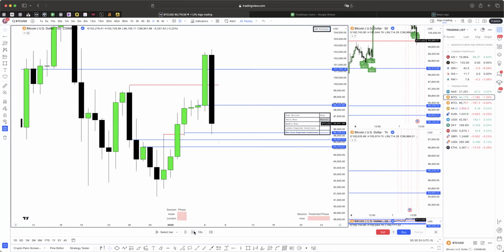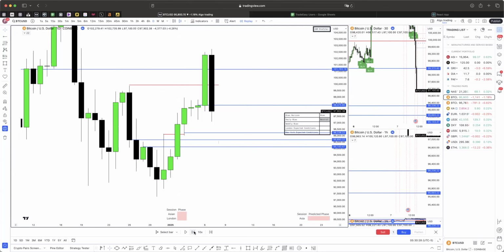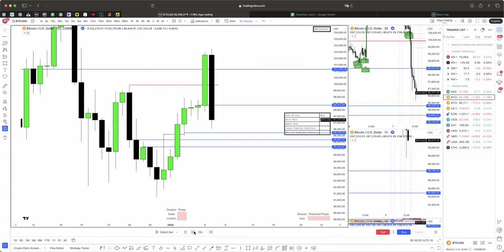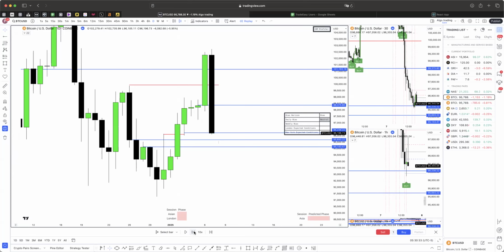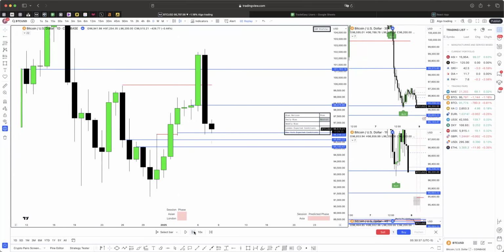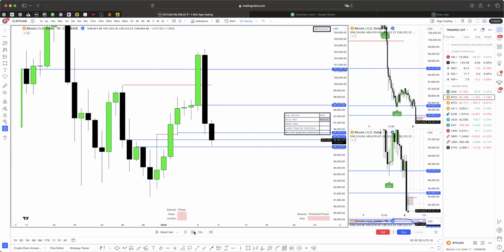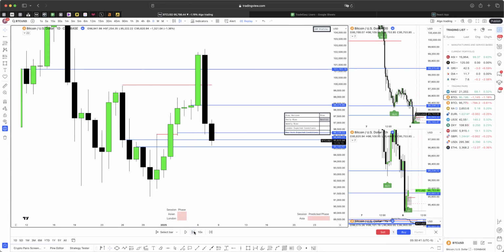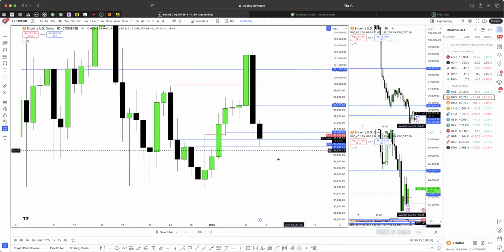Now if we check what price did after that, check the daily chart. See that? How it went into that key level. And this is where we are right now.